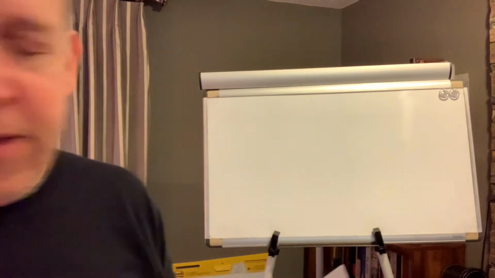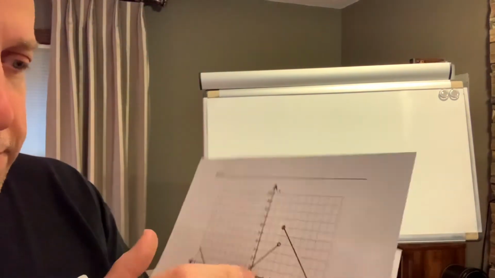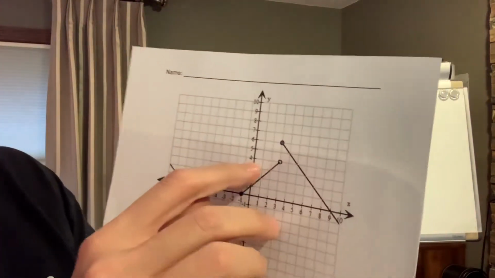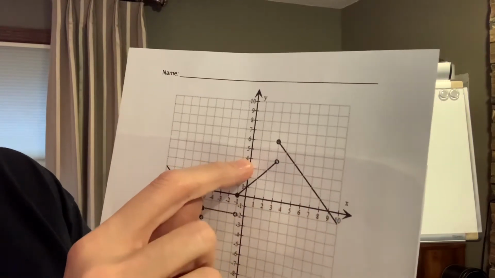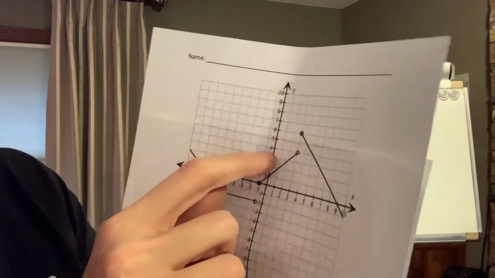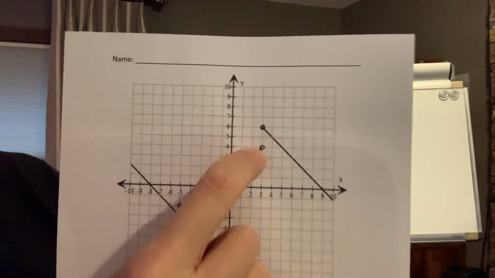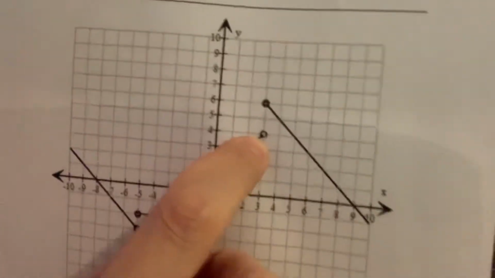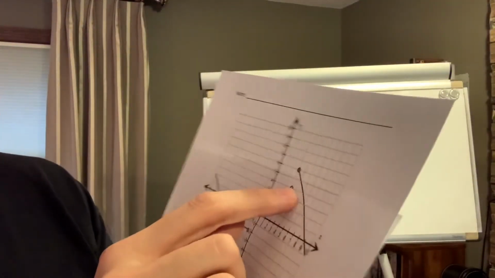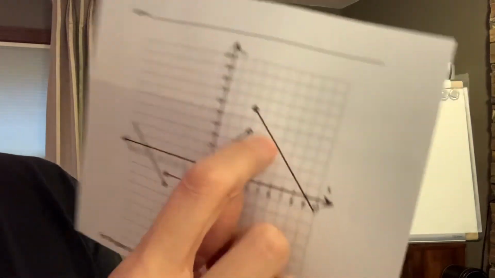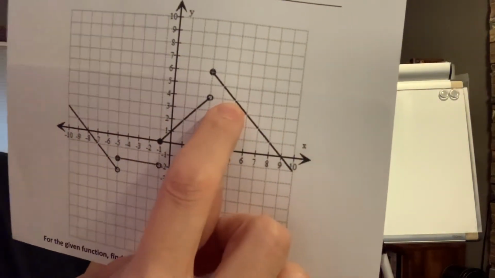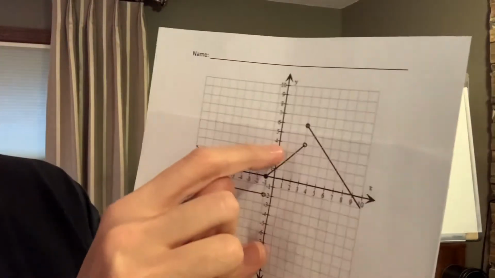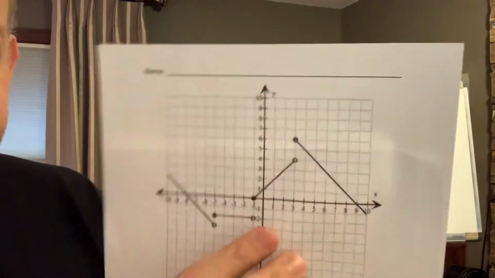Last question, f of x equals 4. Well, 4 is up here. And the only place it actually equals 4, it's not here because that's an open dot. Open dot means it doesn't exist there. So the only place is over here when x is 5. That's the only place it exists. F of x equals 4 at 5.